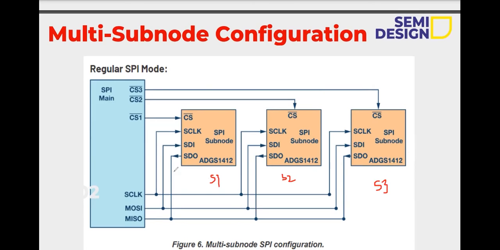This slave has one chip select, this slave is connected to another chip select, and the third slave is connected to a third chip select. This is the normal regular mode, where the master has multiple chip selects. We can select any of the slaves, and all the other signals are the same.